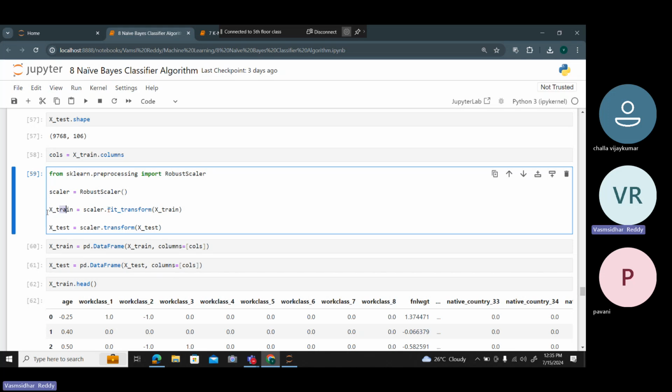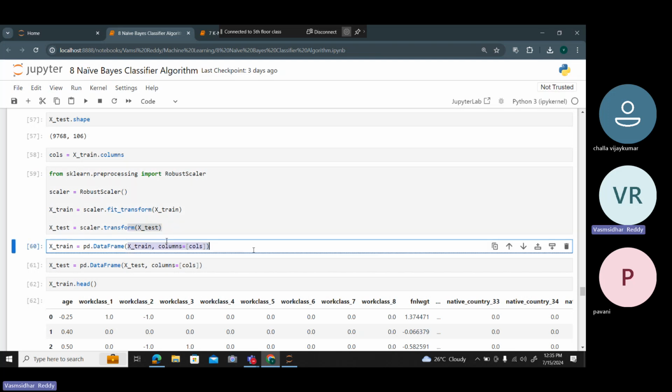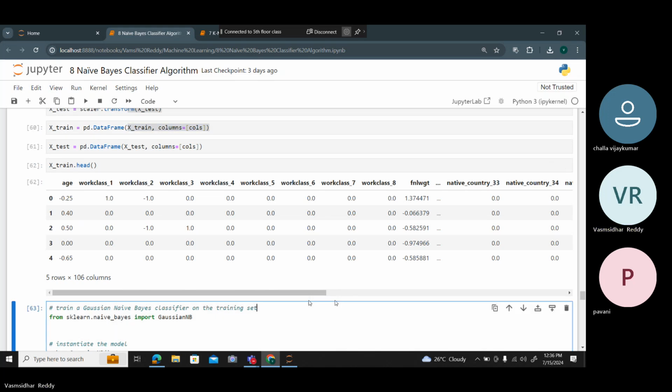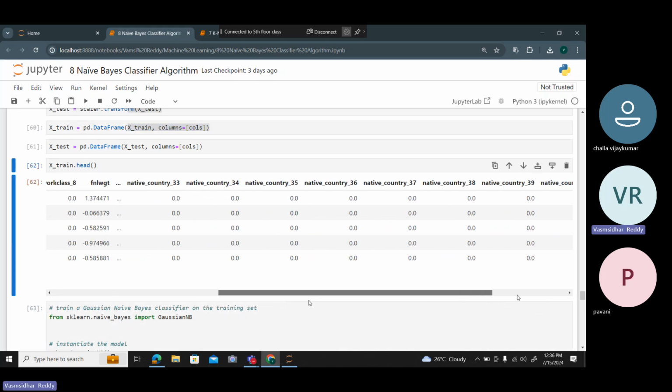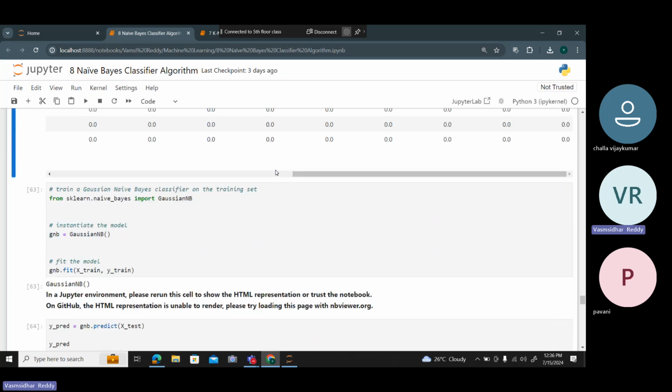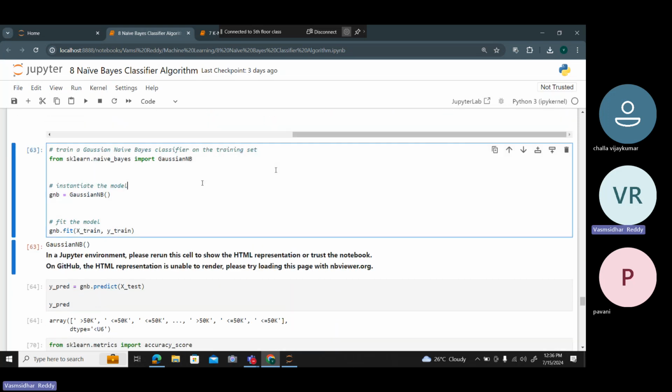X train equals scaler.fit_transform, and transform the test data. So this is the end of the data, and see, zero, one, zero, one. Okay, data is converted. Now I am going to apply the Naive Bayes classifier algorithm. From sklearn.naive_bayes import GaussianNB. Gaussian Naive Bayes is the name of an algorithm. So GNB equals GaussianNB.